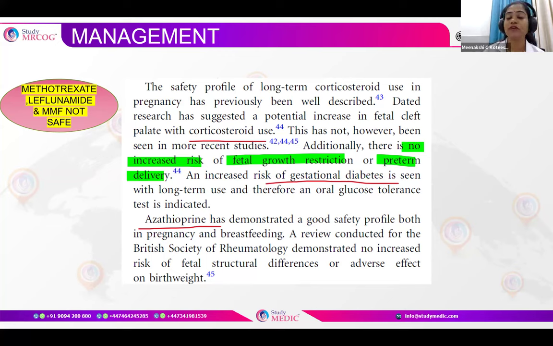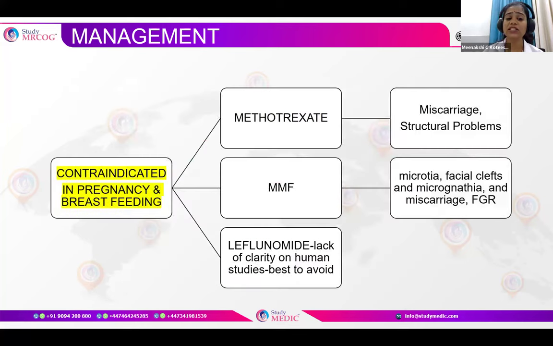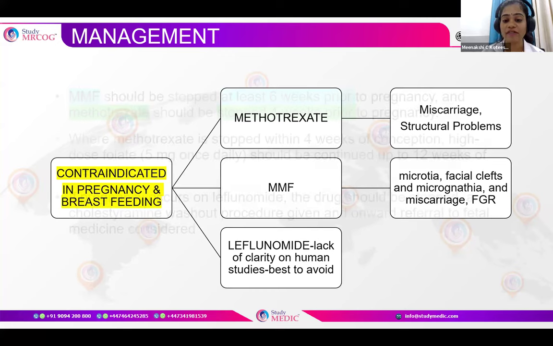well as breastfeeding. So we've got three different drugs: methotrexate, leflunomide, as well as mycophenolate. All of these three are not considered to be safe. Why they are contraindicated, it's a big no-no: methotrexate can cause miscarriage as well as structural problems. Mycophenolate can cause microtia, facial clefts, micrognathia, miscarriages, as well as fetal growth restriction. Whereas for leflunomide, there are no proper human studies regarding its safety profile. So therefore, it is best that we avoid giving that.